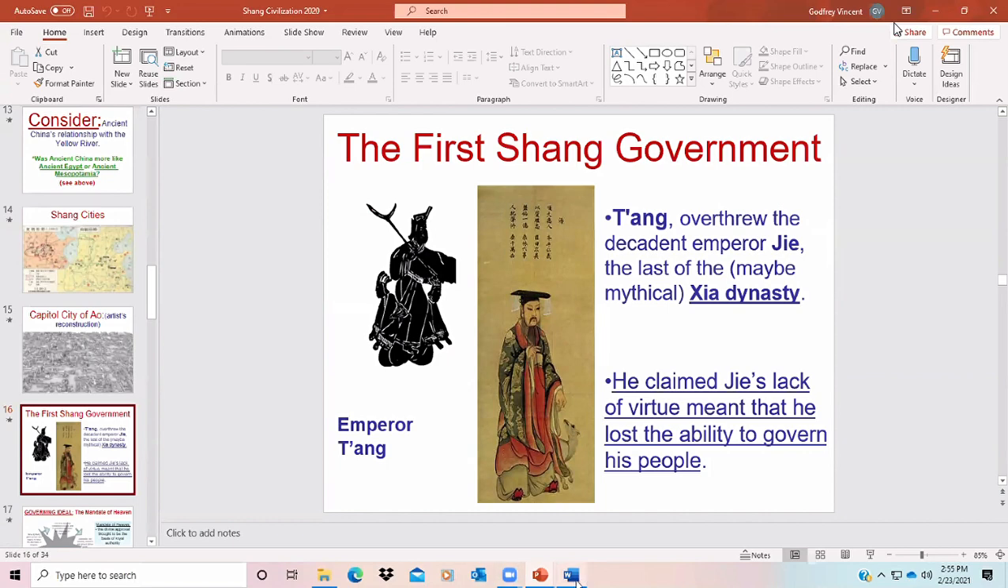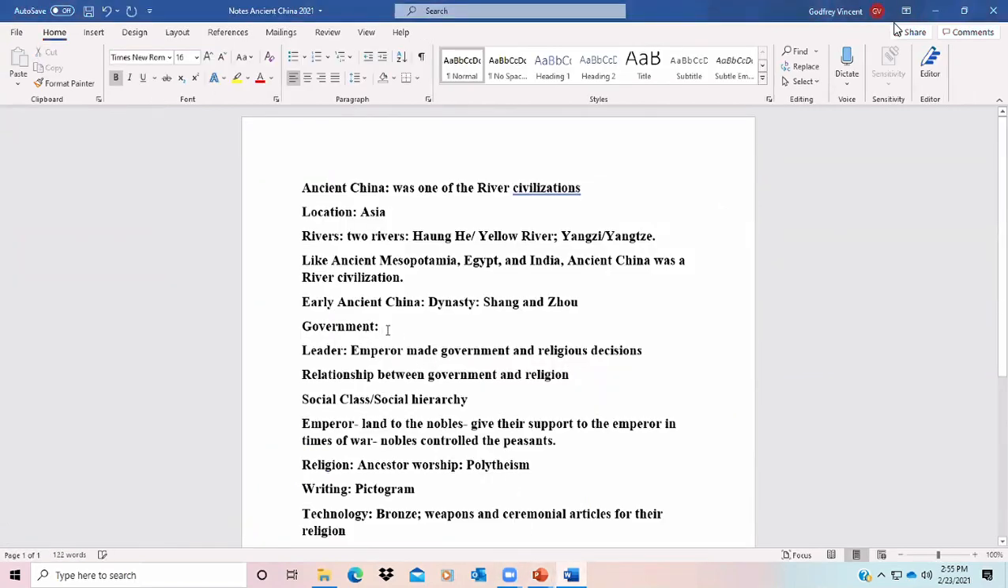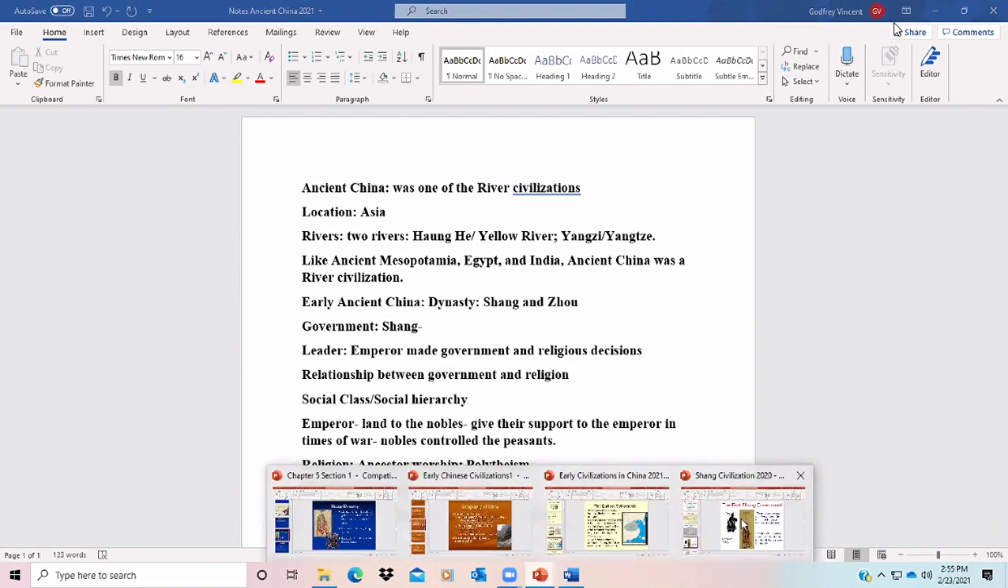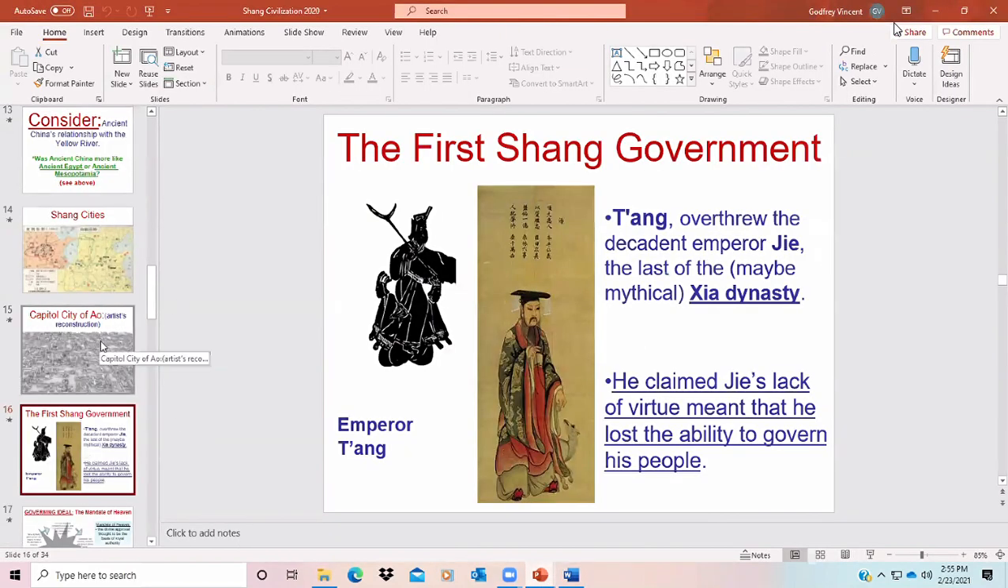So like all other civilizations, here we are seeing government, right? There's a government and there's a leader. The leader in China is called the emperor. Notice we call him emperor, not a pharaoh, not a king, right? But an emperor. So this is the emperor, the first emperor called Tiang.